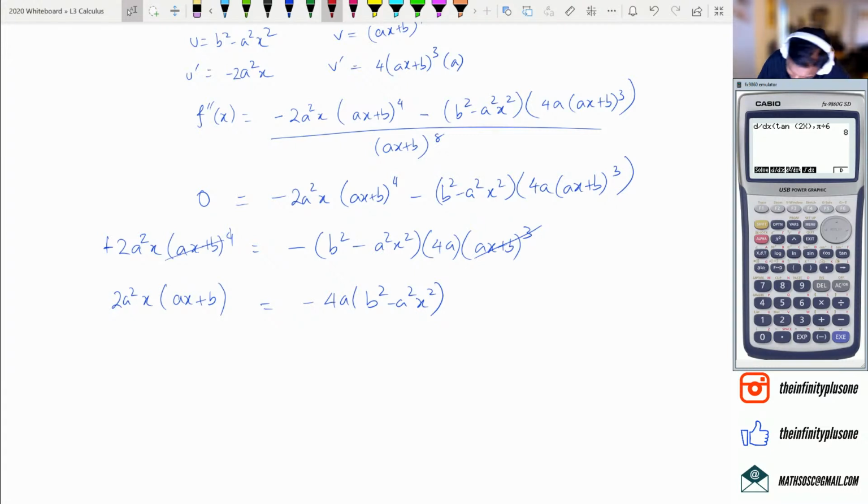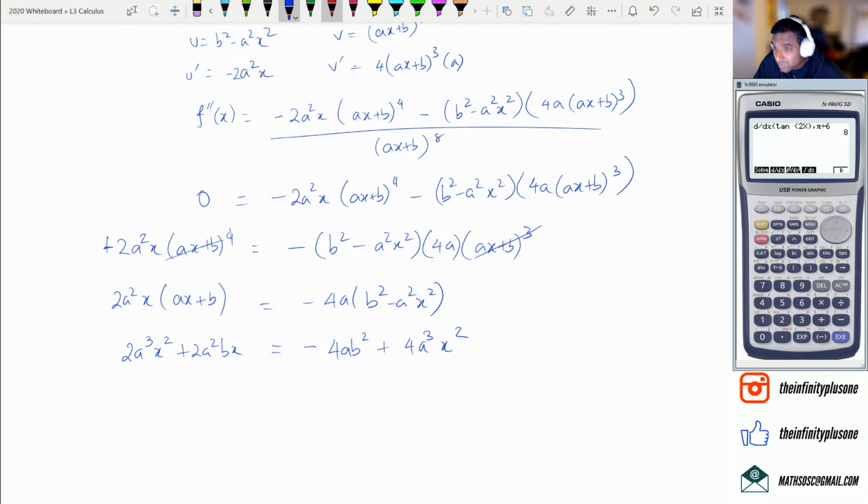All right, so what do we have here? We've got 2a cubed x squared plus 2a squared bx, yeah, equals negative 4ab squared plus 4a squared x squared. Oh no, that's a cubed, sorry.